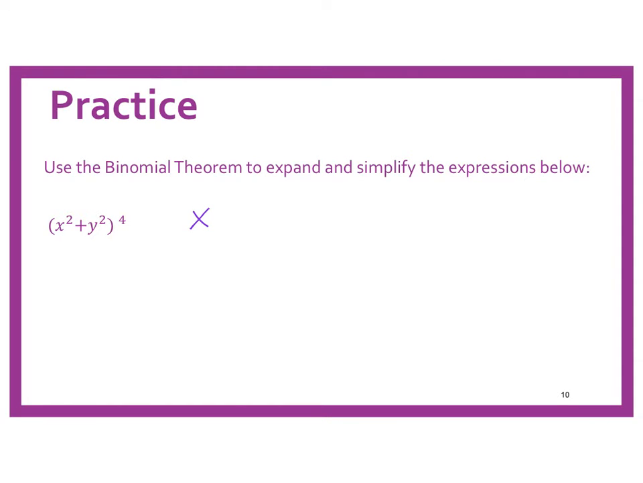So I have x squared to the 4, that's x to the 8th. X squared to the 3 is 6. X squared to the 2 is 4, and then 1. Now, that's supposed to be just a 1. Then y squared, y to the 4th, y to the 6th, y to the 8th.